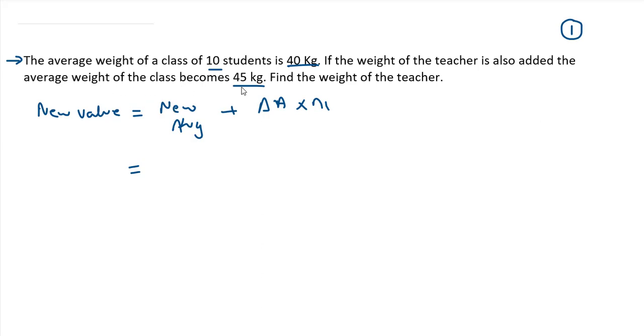The new average is 45 plus change in average, which will be final average minus the initial average. So final average is 45, initial average is 40. So 45 minus 40 will be equal to 5 into initial number of entries, which was 10. So this will be 45 plus 50, 95 kg. So the weight of the teacher is 95 kg. As you can see, by using this formula, we can solve the problems very quickly without having to find the sum and then doing all that lengthy calculation.